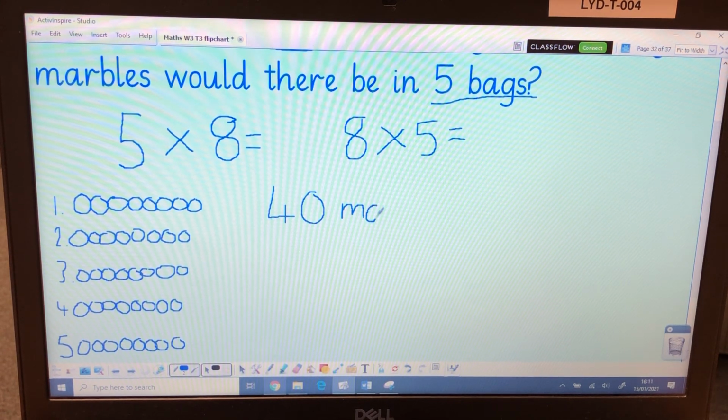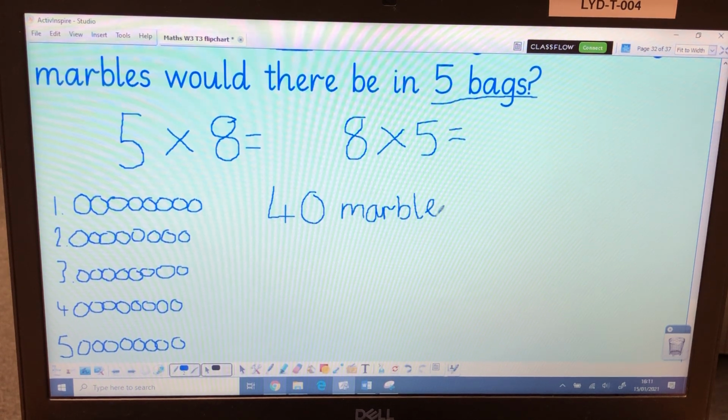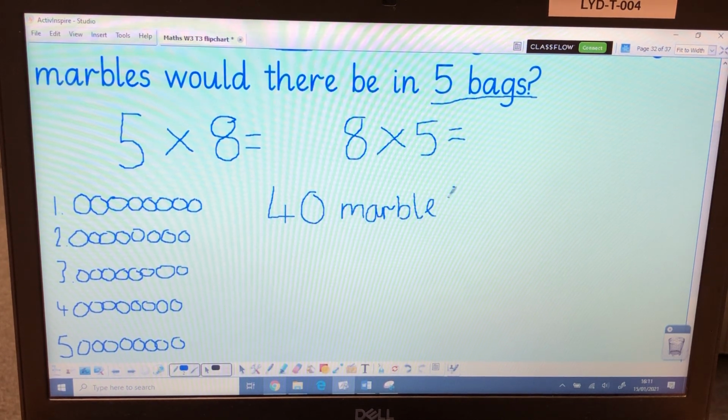40 marbles. Now, if you did the sum 8 times 5, you would have got the same answer. But your array would have looked slightly different, wouldn't it? You would have 8 groups down the side, and you would have had 5 in each group, but it will still give you the same answer, and that's 40.